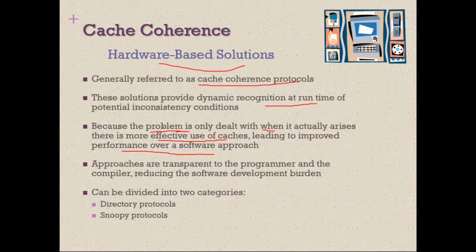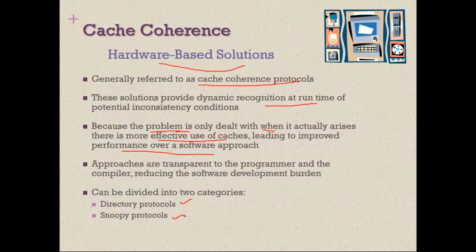Okay, so basically this hardware based approach to deal with the cache coherence problem can be classified into two categories. One is directory protocols, the other one is snoopy protocols. Okay, so the entire cache coherence problem can be dealt with in two ways. One is a software based solution, the other one is a hardware based solution. We are not going to look in detail at software based solutions because they are not very efficient techniques. So coming to hardware based solutions, again these are further classified into two categories.